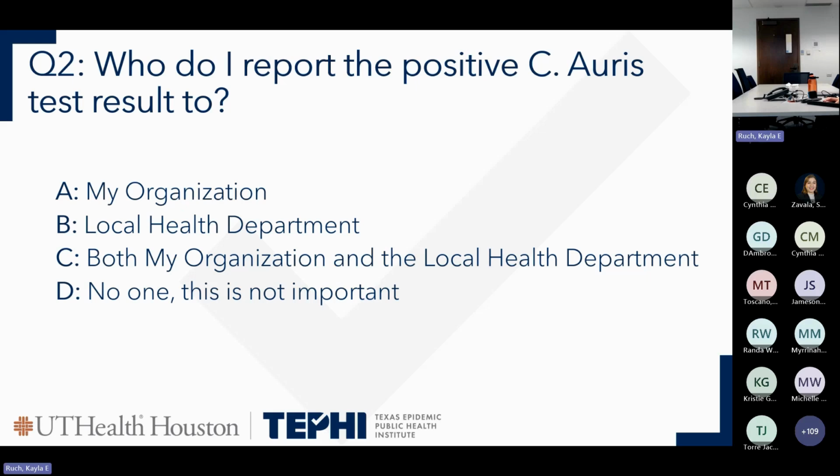So the answer is C, both your organization and your local health department. Like I've mentioned in previous modules, you always want to make sure that there is clear, consistent communication within the organizational level, letting your leadership know what is going on. You're also talking to other players, since now this is an outbreak event. We're doing a contact trace. We're more likely going to be testing more patients and more healthcare providers during this time.